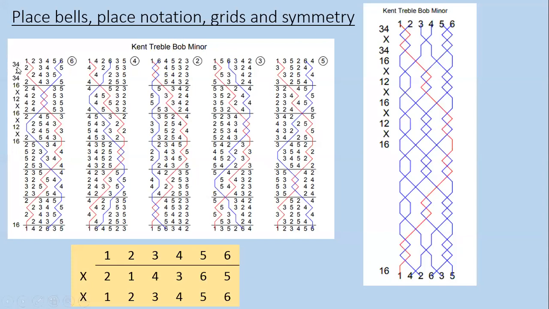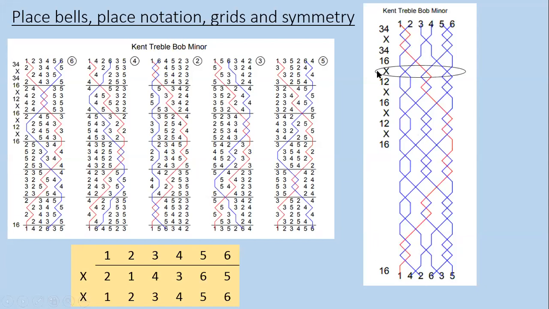Numbers mean that the bells in that particular place, so in this case 3 and 4, stay in that place at the next stroke. A cross means that all of the bells switch places with the bell next to them in 1, 2, 3, 4, and 5, 6. It's a bit easier to see if we look at this visual depiction of the method here on the left. On the right, this is what's known as a grid. It shows all of the lines for all of the bells in the first lead of the method.